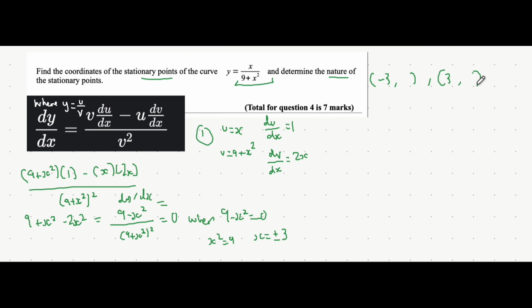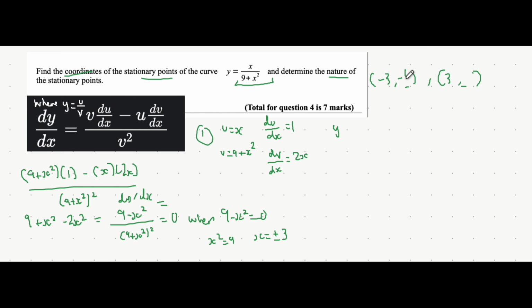Let's find the y coordinates at each of those points, because it is asking for the coordinates of the stationary point, both x and y. To do that, we know that both these points are on the curve, so we just put x equals minus 3 into the equation of the curve, and put x equals 3 into the equation of the curve as well. Let's do minus 3 first. So y equals minus 3 over 9 plus x squared. X squared will be minus 3 all squared, which is 9 again, which is minus 3 over 18, which is minus 1 over 6.